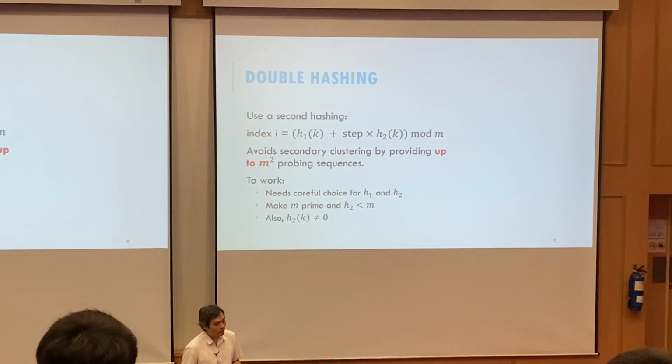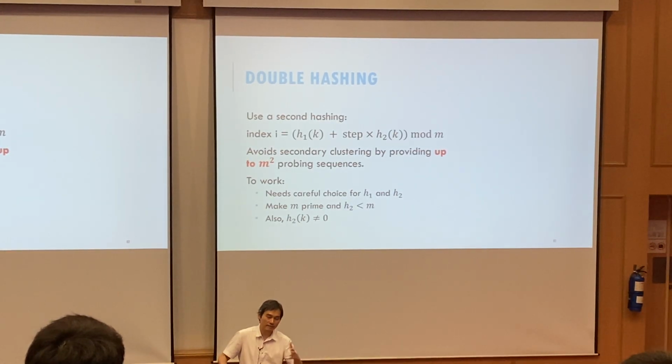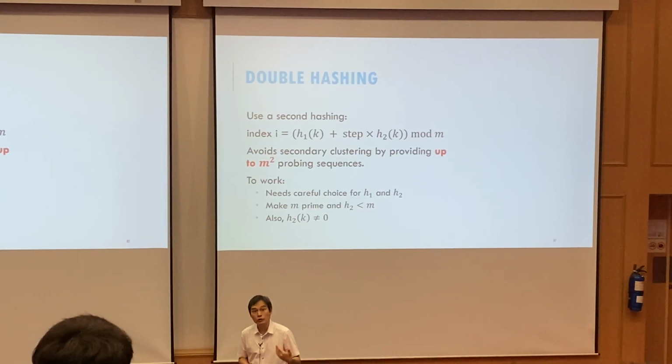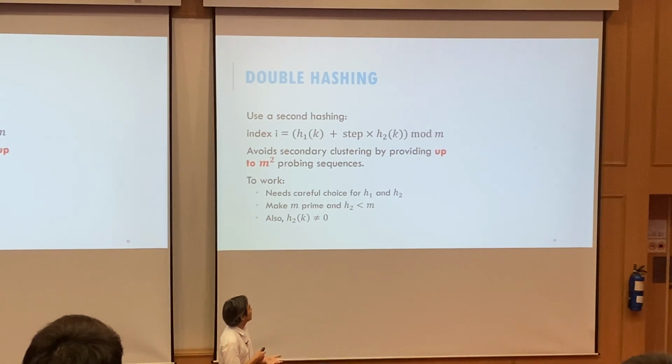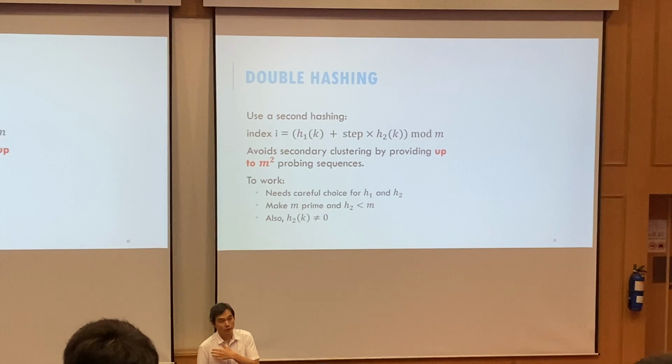But for this to work, you need to be very careful about your choices for your hash functions. You should make m a prime number, or your table size should be prime. And your hash function 2 should give you a value smaller than m. Alright? And it shouldn't be 0. It's obvious that it shouldn't be 0 because whatever step size times 0 is 0. Right? So that won't lead you anywhere. So don't give 0.